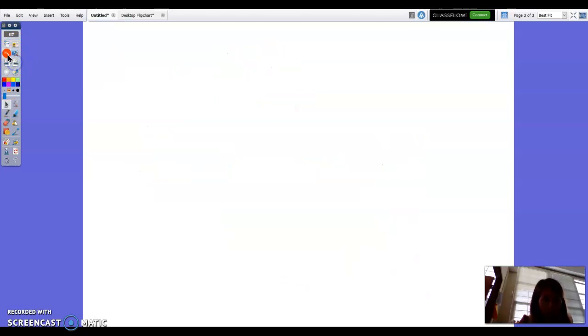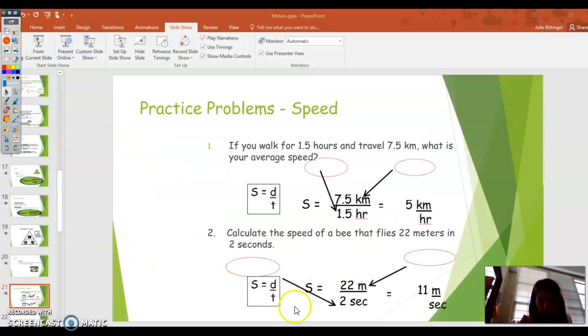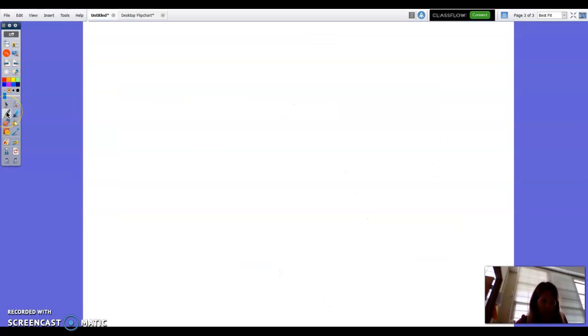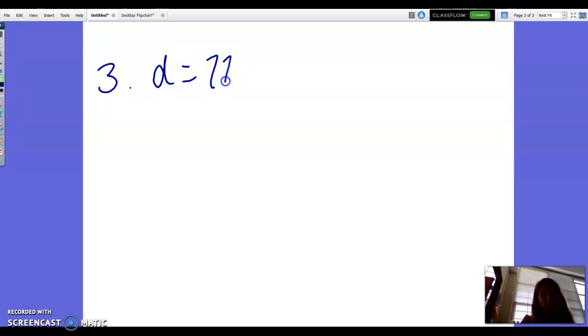Okay, I'm going to go back to the second one here. It says calculate the speed of a bee. It's flying 22 meters in 2 seconds. So again, looking for speed. On that bee one, I'm just going to call it number 3. I was given a distance of 22 meters. And it says it's flying that in 2 seconds. So I have a time of 2 seconds.